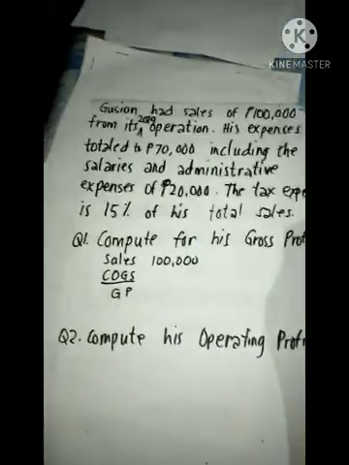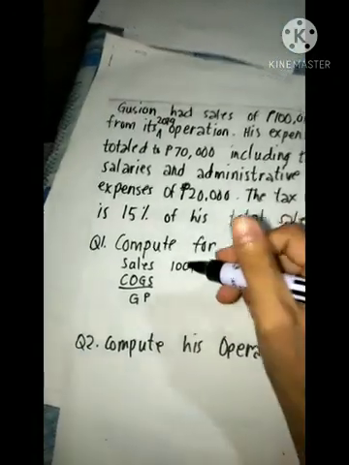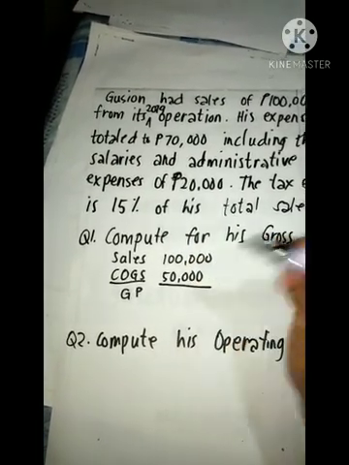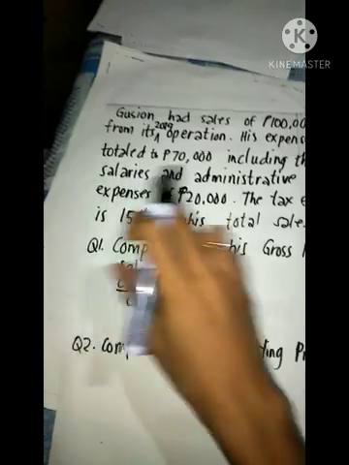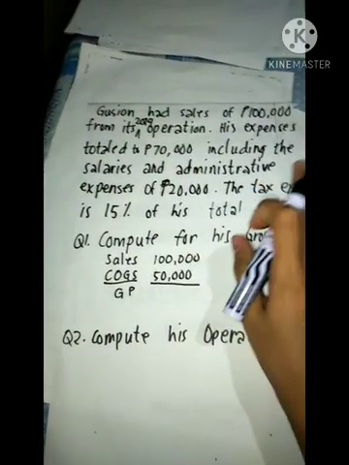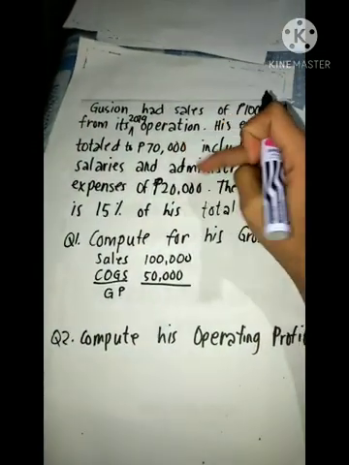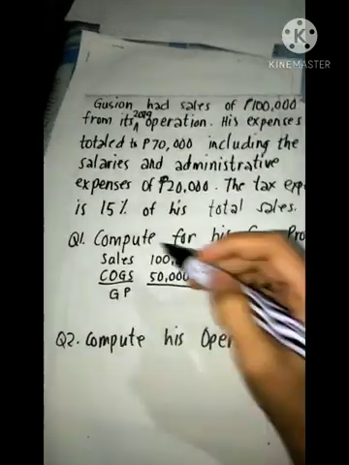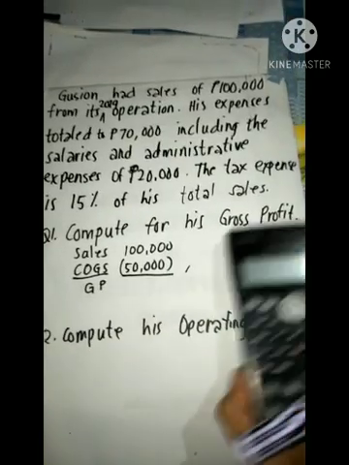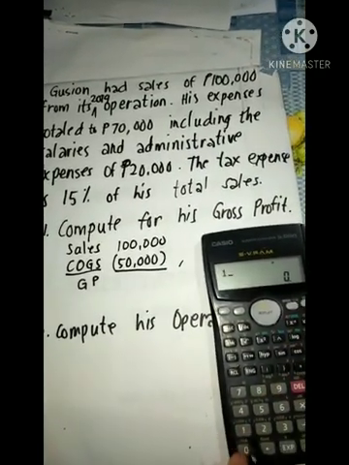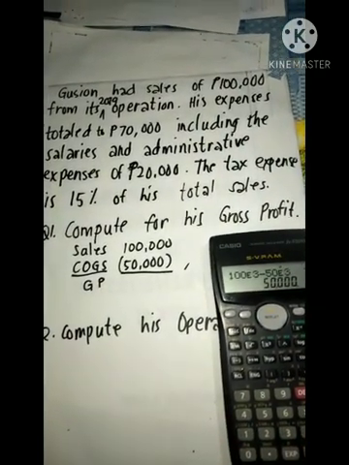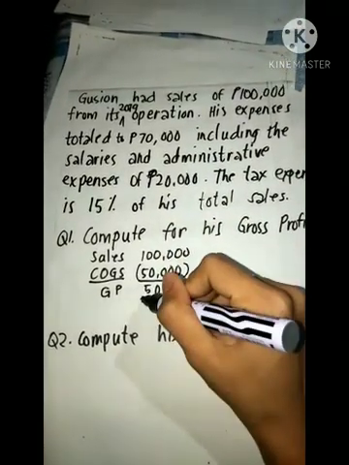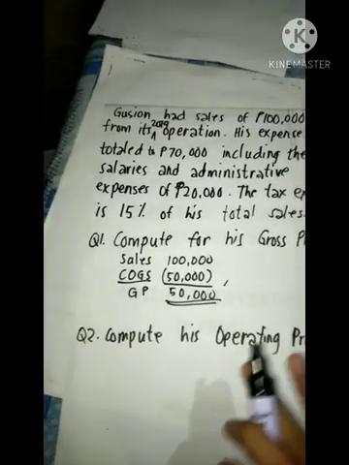Cost of goods sold is 50,000. Like what I said, cost of goods sold are variable expenses. Since salaries and administrative expenses are fixed expenses, ide-deduct natin yun sa 70,000. Kaya 50,000 lang ang kukunin natin. So, i-less natin yan. 100,000 less 50,000 is 50,000 pesos. That is Gushan's gross profit.